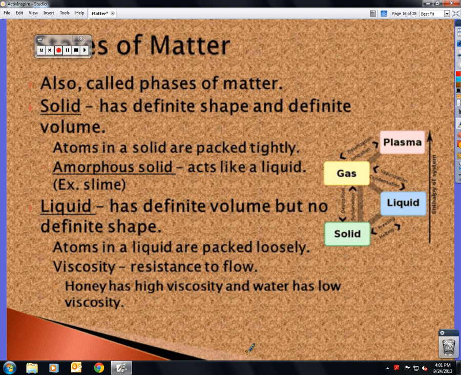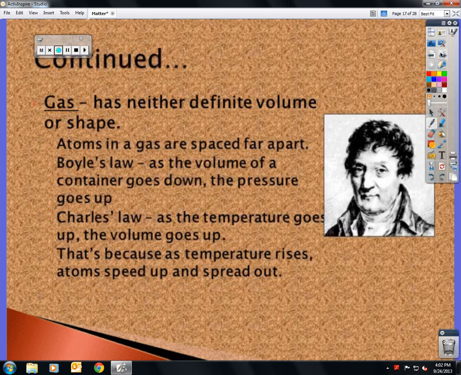Viscosity is defined as the resistance to flow. Honey has a high viscosity because it flows very slowly. It resists flowing. Water flows easily, so it has a low viscosity. A gas has neither a definite volume nor shape. We cannot measure out 10 milliliters of gas, and it takes on the shape of the container. Atoms in a gas are spaced out far apart. This is why it's easy to walk through the air.